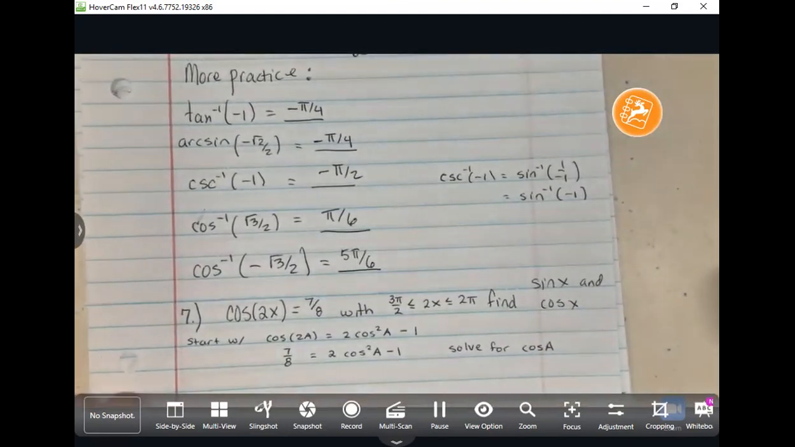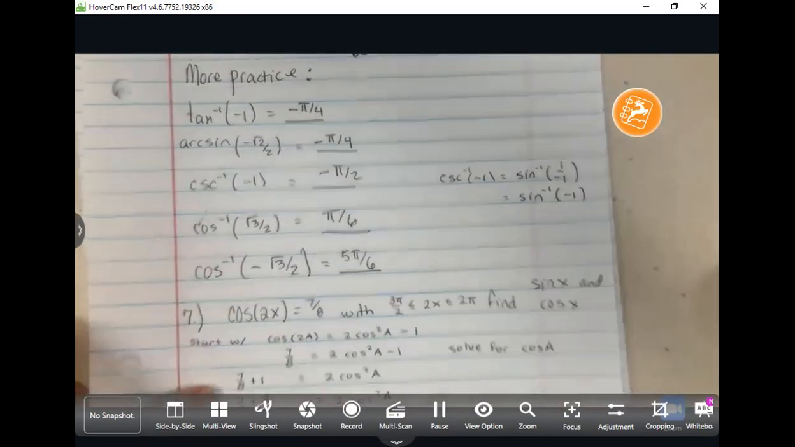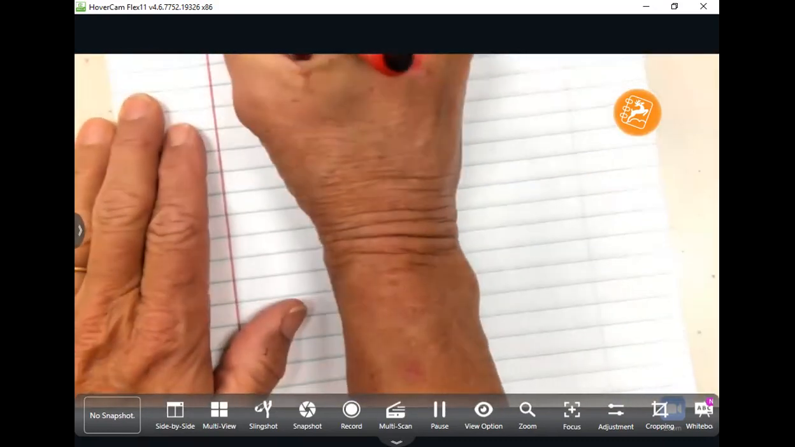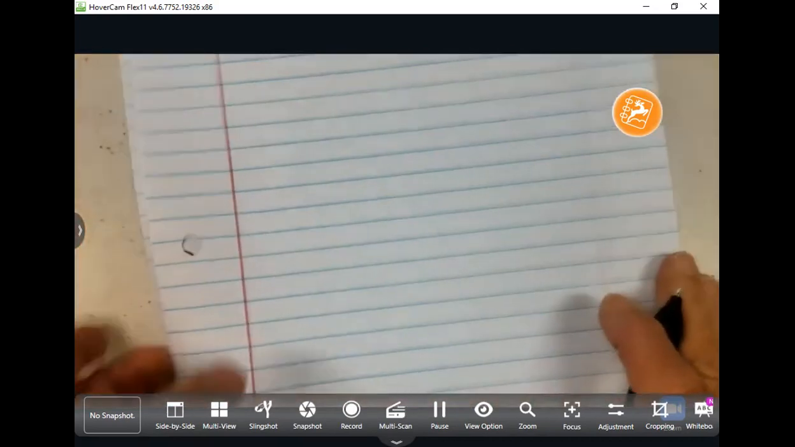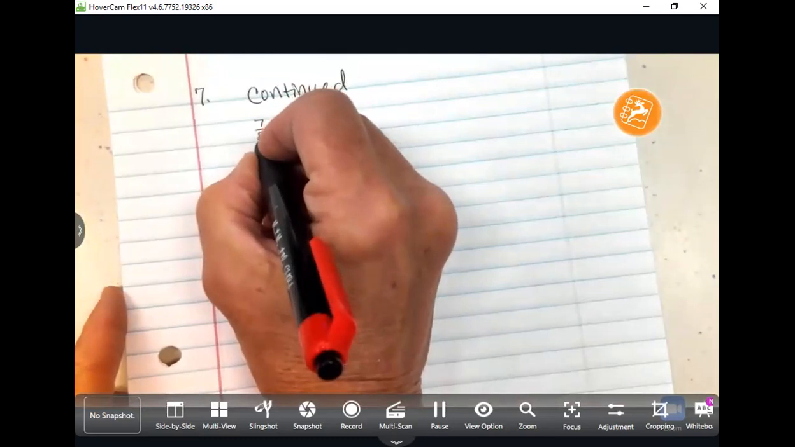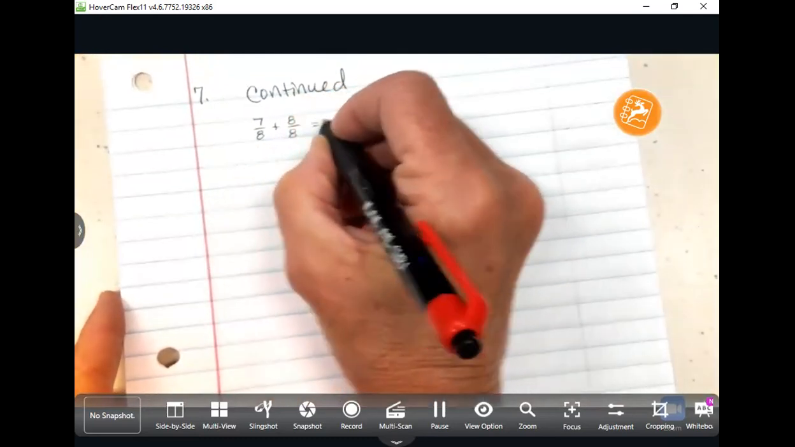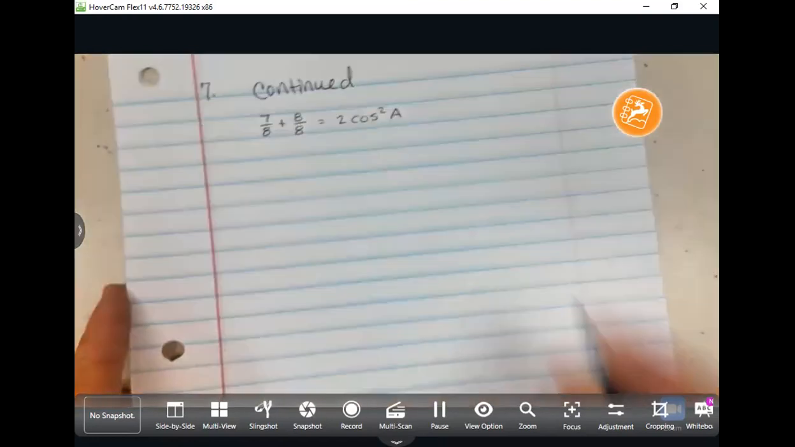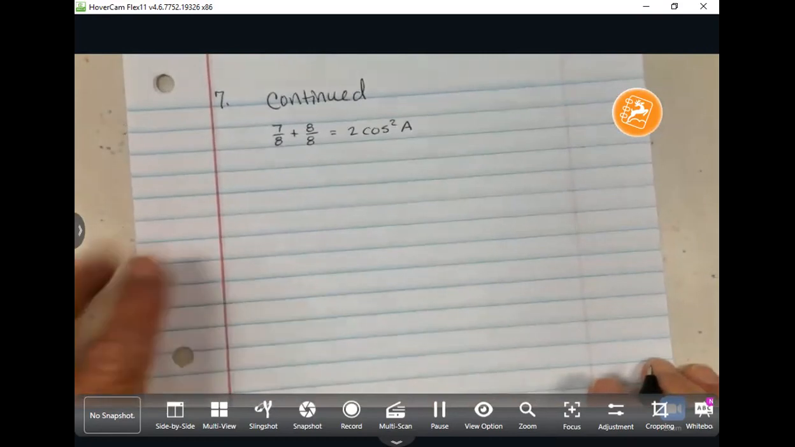So the first thing I need to do is add 1 to both sides. But 7/8 plus 1 is 7/8 plus 8/8. I have to continue that on another page. Write that same step up here. I have 7/8 plus 1, but 1 is the same as 8/8. And on the left-hand side, I still have 2 cosine squared of A. Now I can add those 2 numbers and I'll get 15/8.